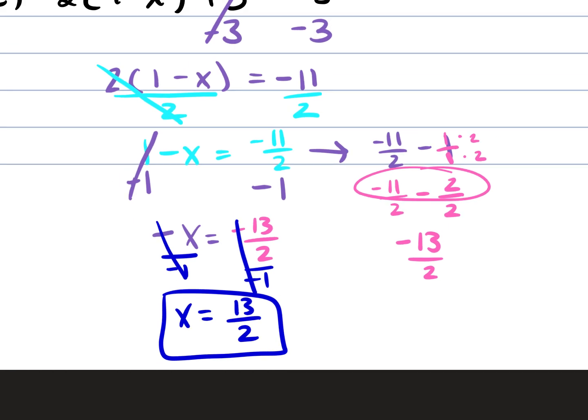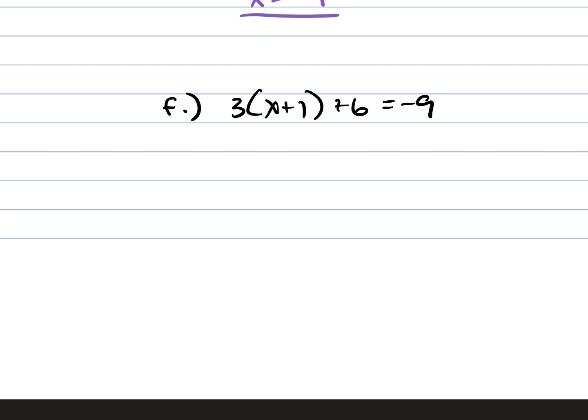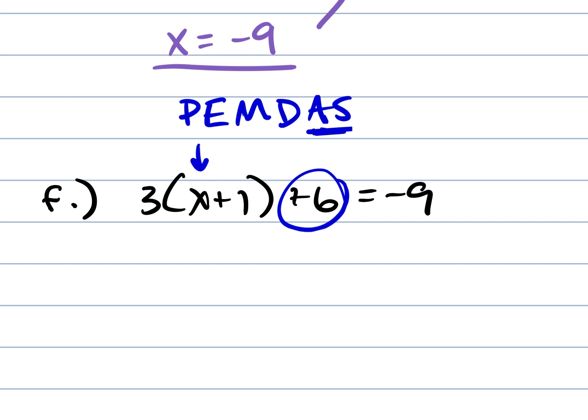Let's look at F. So here I have to do PEMDAS backwards. Again, I need to isolate my x. I have to look at x all by itself, so I have to undo everything on the left side. So I'm going to start with addition or subtraction. So I see that 6 is being added. So to move it to the other side of the equal sign, I have to subtract 6. So I'm going to subtract 6 on both sides.